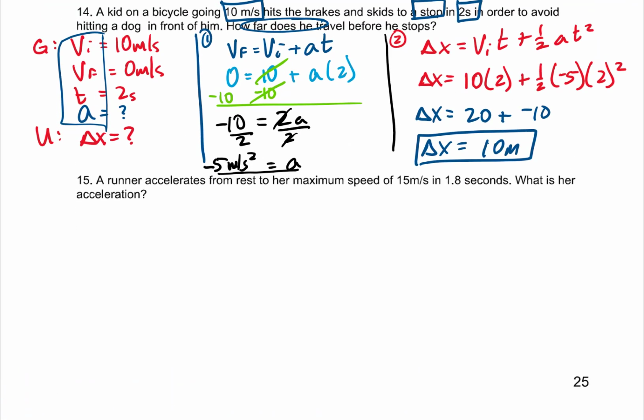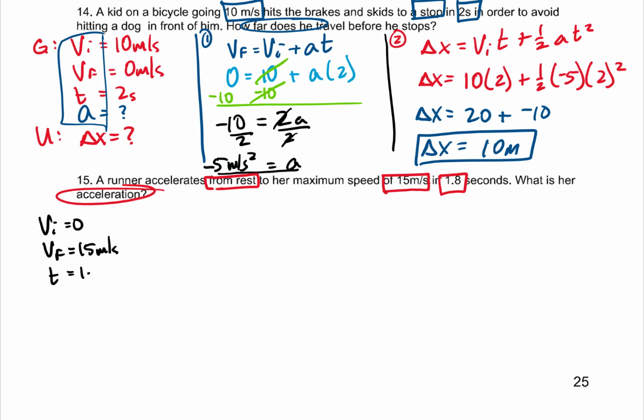Last one, a runner accelerates from rest to a maximum speed of 15 meters per second in 1.8 seconds. What's her acceleration? So the initial velocity is 0. The final velocity is 15 meters per second. And the time is 1.8 seconds, and we want the acceleration. So the equation that has all 4 of those things in it is final velocity equals initial velocity plus acceleration times time.